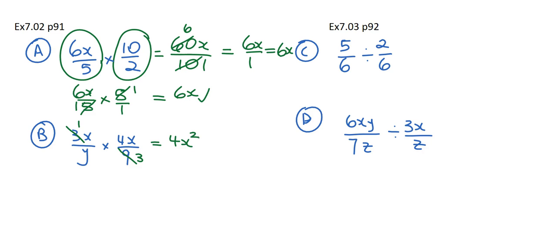x times x is x squared. So y times 3 is 3y. Remember, it's 3y. Happy with that? Okay, that there is exercise 702, page 91. We're going to do shortly.